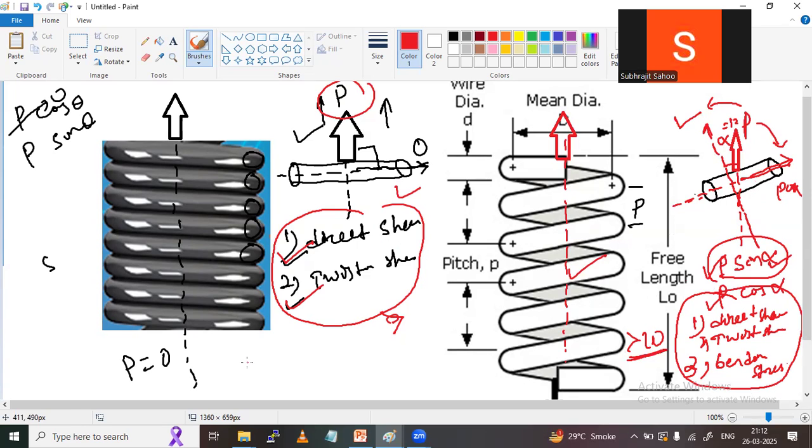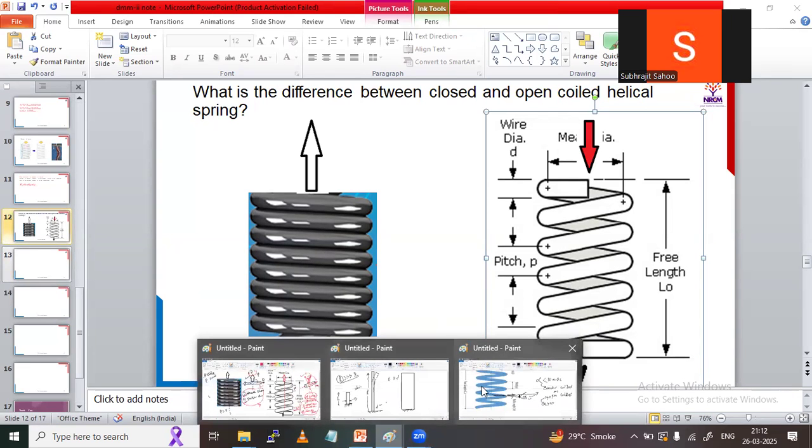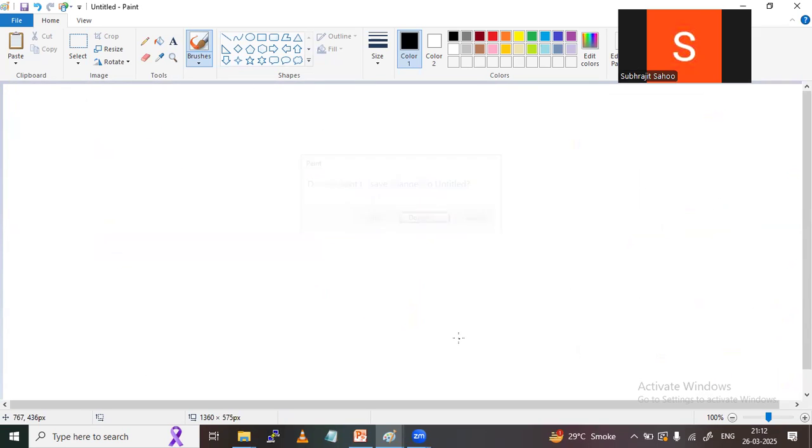Right. I hope you understood the difference between closed coil and open coil spring. Right. Now, coming to the next part. Next part is what I will tell: the stress calculations in the spring.